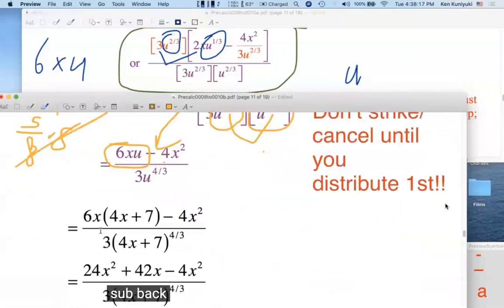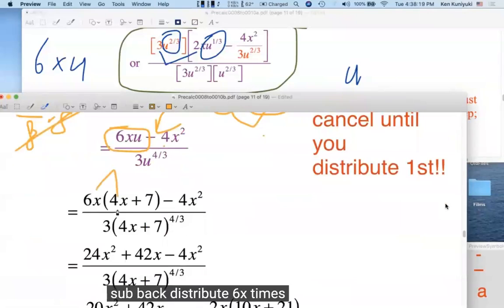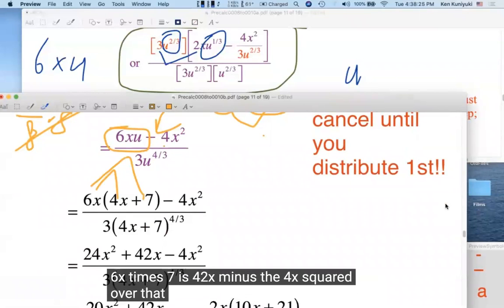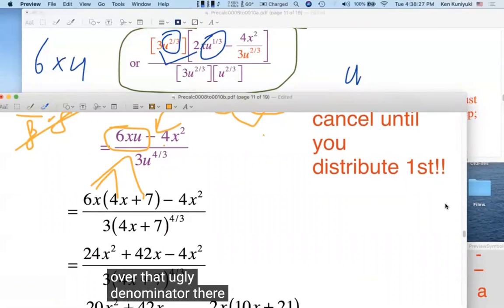Sub back. Distribute. 6x times 4x is 24x squared. 6x times 7 is 42x. Minus the 4x squared over that ugly denominator there.